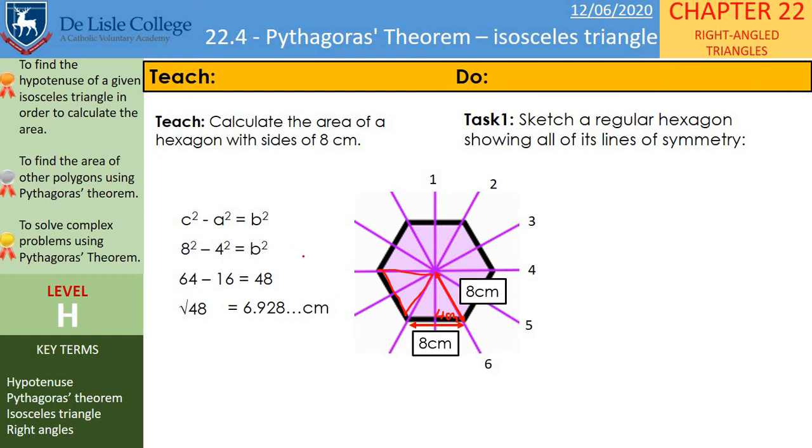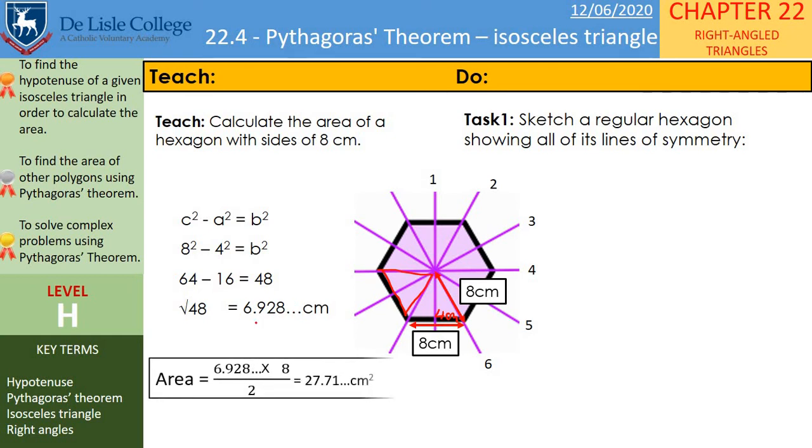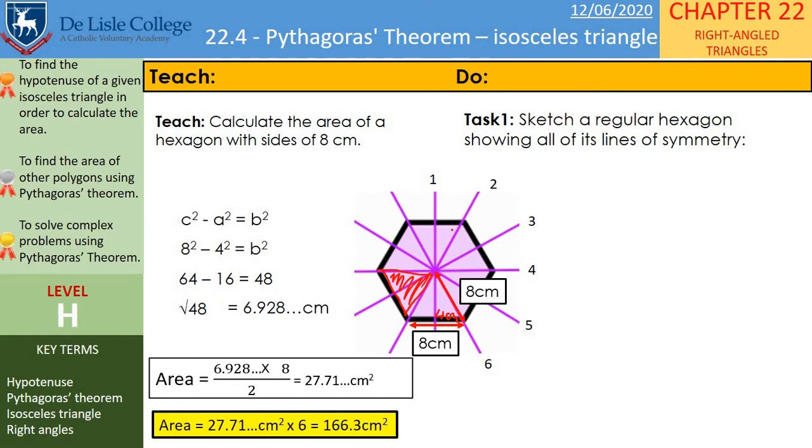Okay, we can now use that, because that's our height, to find the area of one of these equilateral triangles by doing our value, our height, times 8 and divided by 2, which gets us 27.71. But what that does is, that tells us the area of one. There are 6 of those equilateral triangles. Okay, so we times 27.71 and so on by 6, and you get 166.3 centimetres squared.